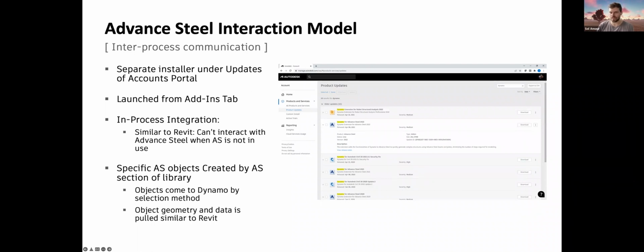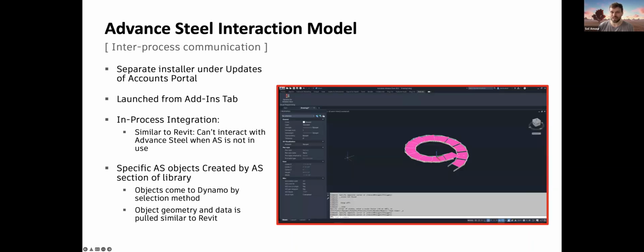It also comes with an installer as opposed to out of the box, which means that you have to go through and select the product updates page under your manage.autodesk.com tab to then go and search and filter for Dynamo to find the actual add-in of Dynamo for Advanced Steel if you wish to use it. It is launched from an add-in tab inside of Advanced Steel itself, which you see here. Once you go to the add-ins tab, you can then find Dynamo and voila, use Dynamo to your heart's content inside of the Advanced Steel space.